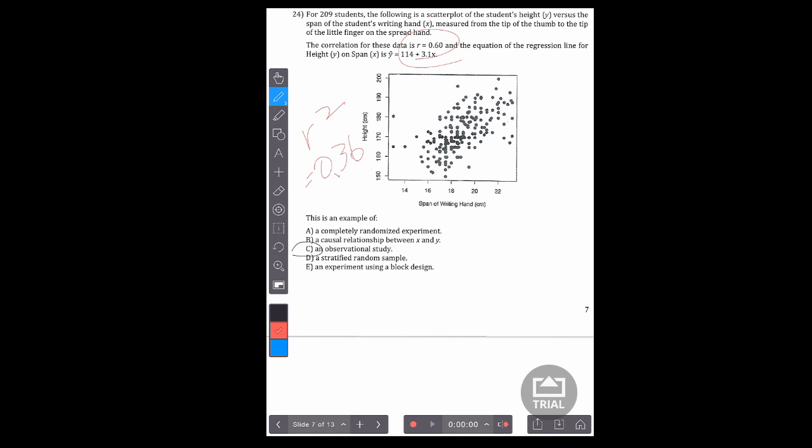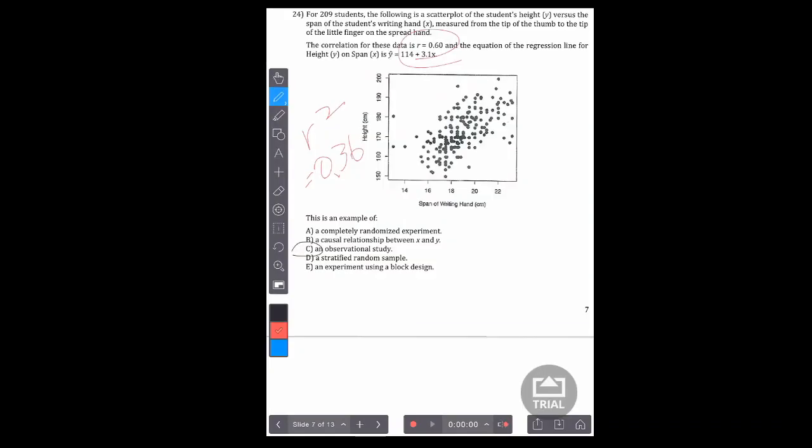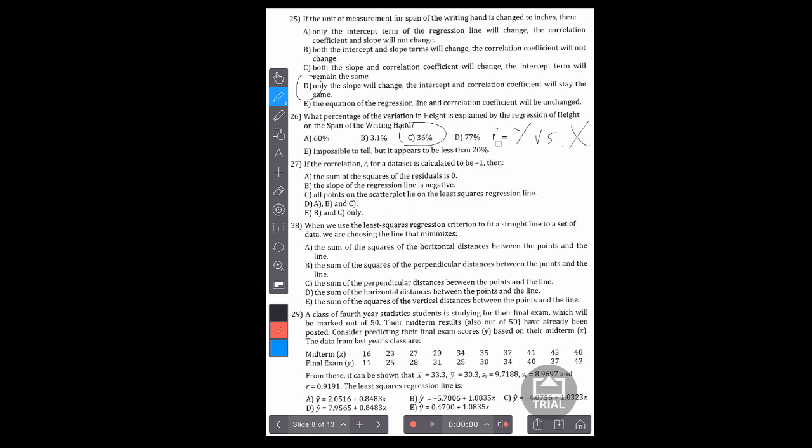You know it's supposed to be squared because it's the coefficient of determination. The coefficient of determination is r squared. How do I know it's the coefficient of determination? Because it asks for the percentage of variation in height that is explained by the regression of height on the span of the writing hand.